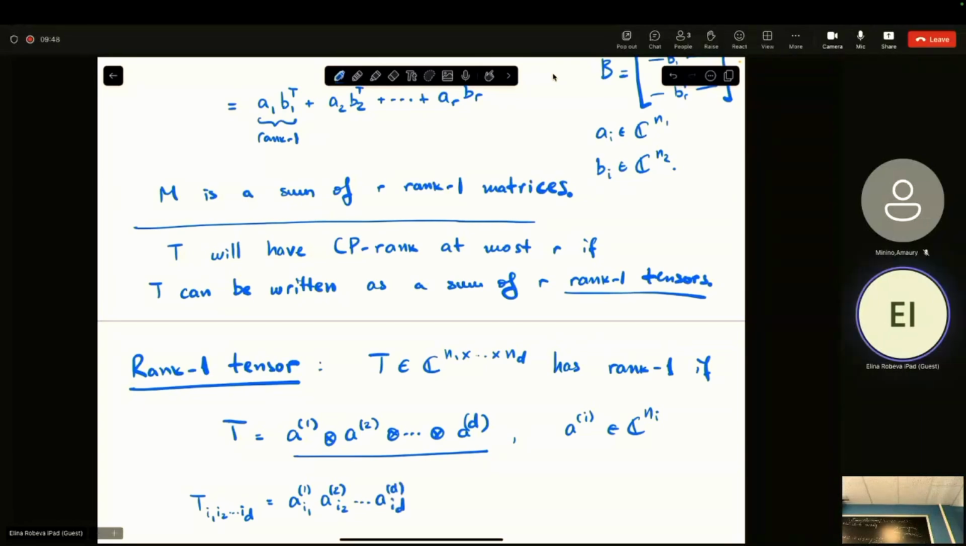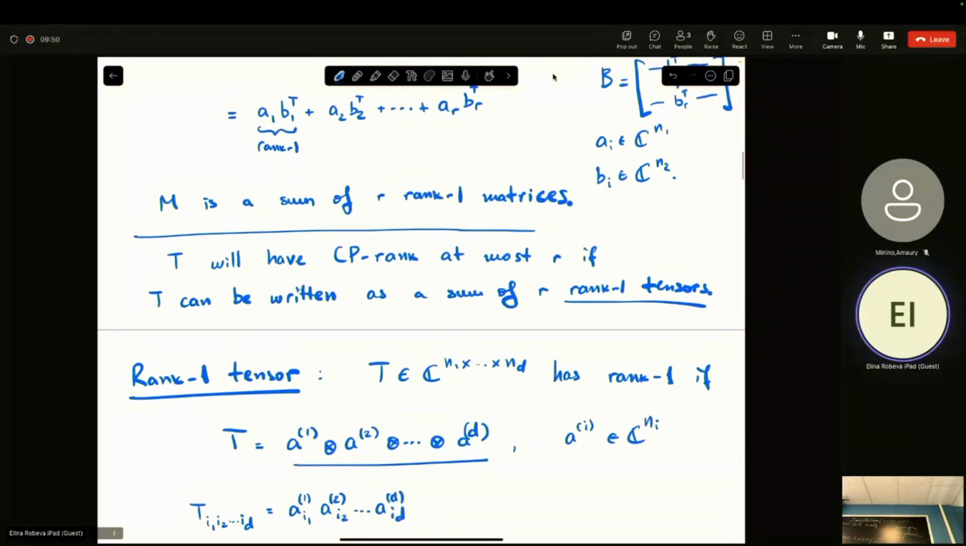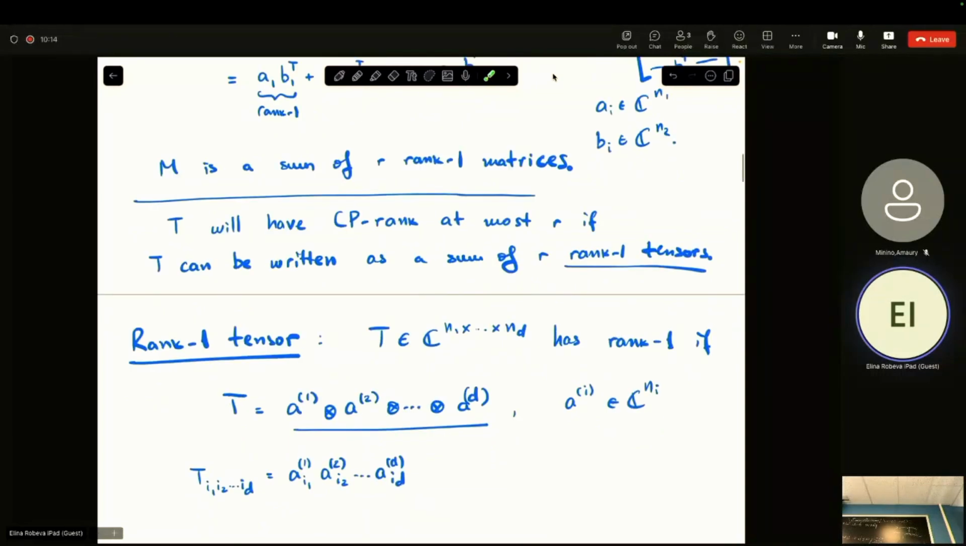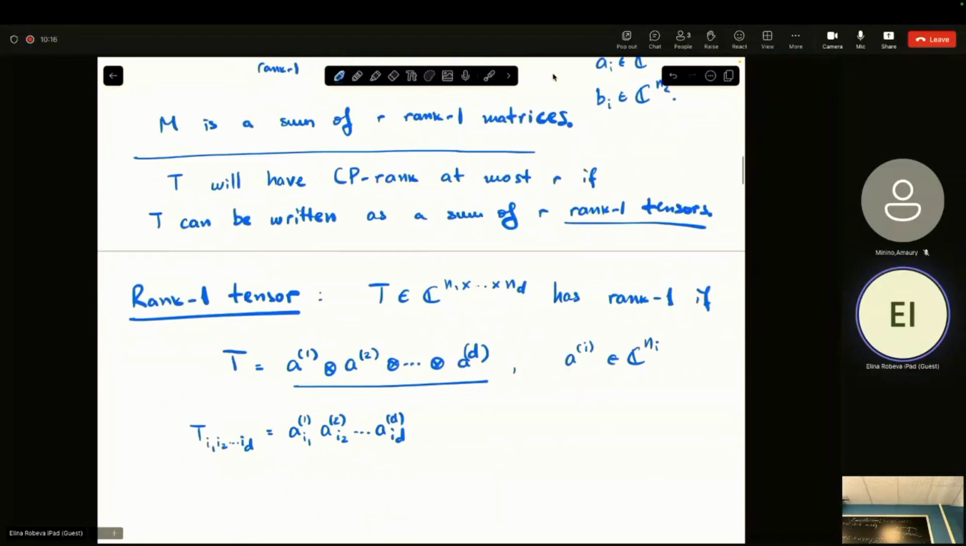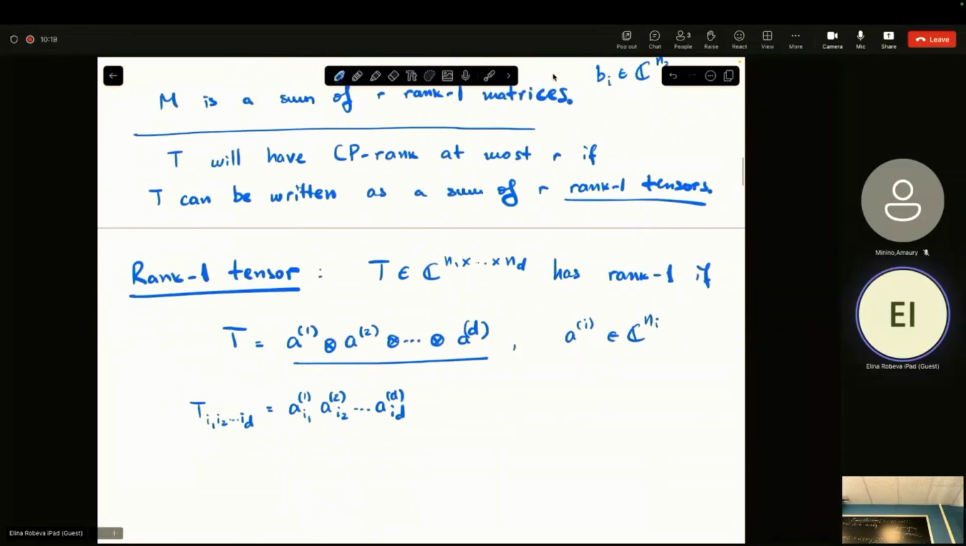So similarly to how rank 1 matrices are defined, here, see, this is a rank 1 matrix, and its ijth entry is the ith element of this vector times the jth element of this vector. Here now we have more than 2 vectors, and these are the entries. So this is a rank 1 tensor, and so now we can define the CP decomposition of a tensor.